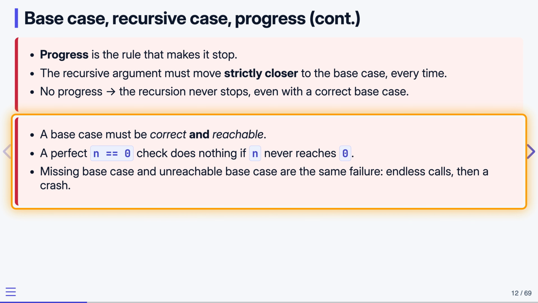You may think a base case only has to be correct. It also has to be reachable. A perfect check for n is equal to 0 does nothing if n never reaches 0. A missing base case and an unreachable base case are the same failure. Endless calls, then a crash.